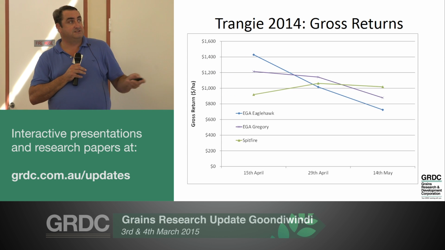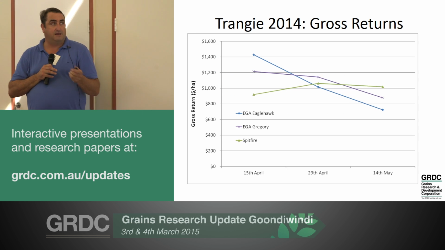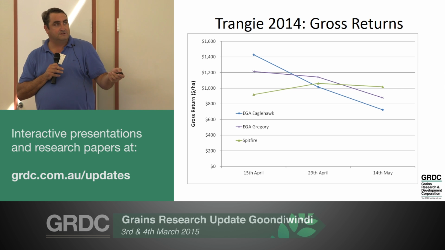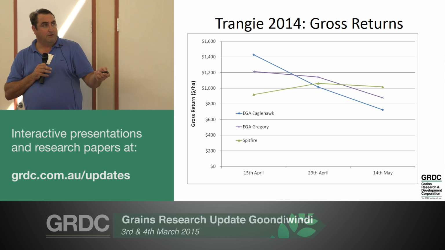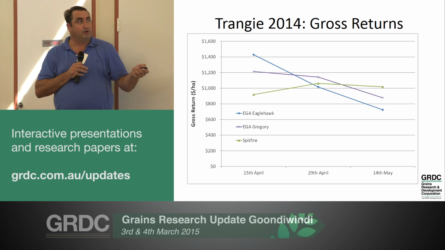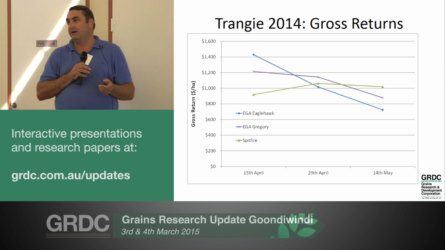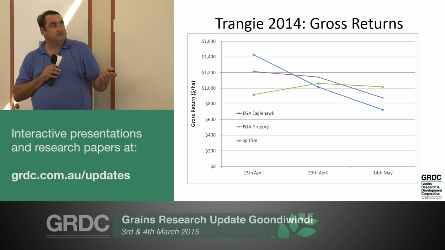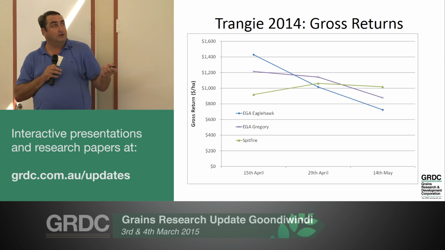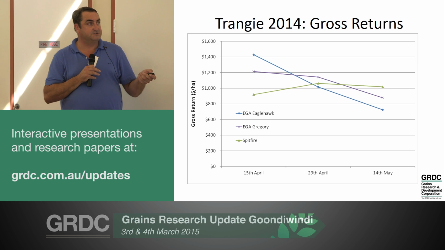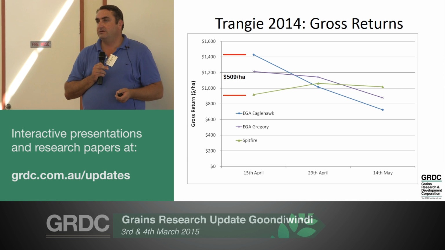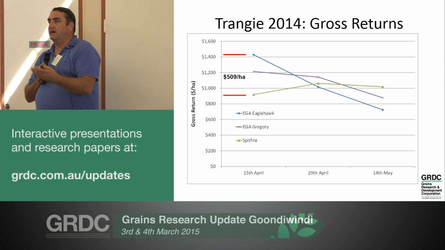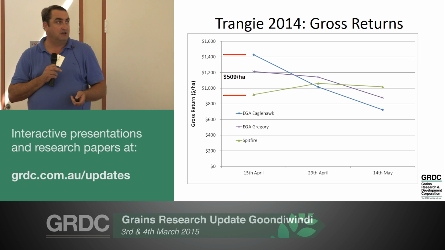So all I've presented here is the 3 types of wheat, an example of each. Eaglehawk is the long season facultative, Gregory, which is, if I put in Suntop and Lancer, it would have been exactly the same line, it would just overlap, and similarly Spitfire at the end. What we can see is that decision to go with Eaglehawk on that first sowing time compared to a Spitfire has been a $509 per hectare advantage of getting that right genotype in that right sowing window.